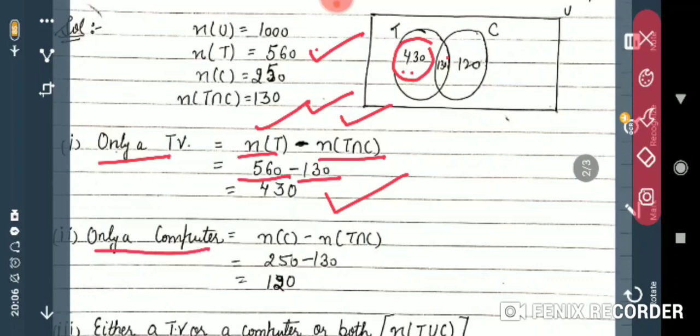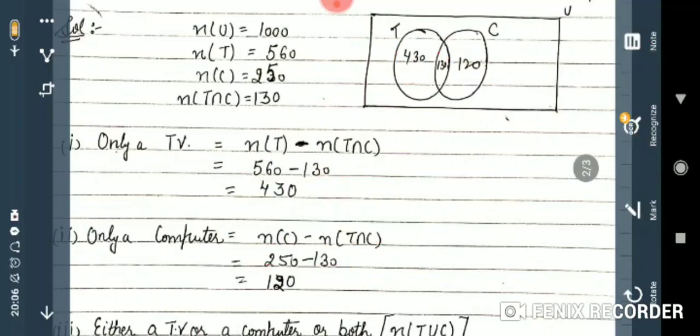Now only a computer. Only a computer means just a computer. TV should not be included. So n(C) minus n(T intersection C). So n(C) is given 250 and 130. 130 means they like both TV as well as computer. So 250 minus 130, you will get 120.